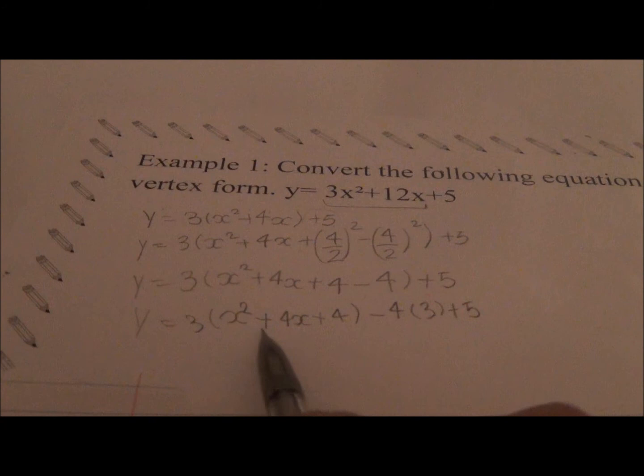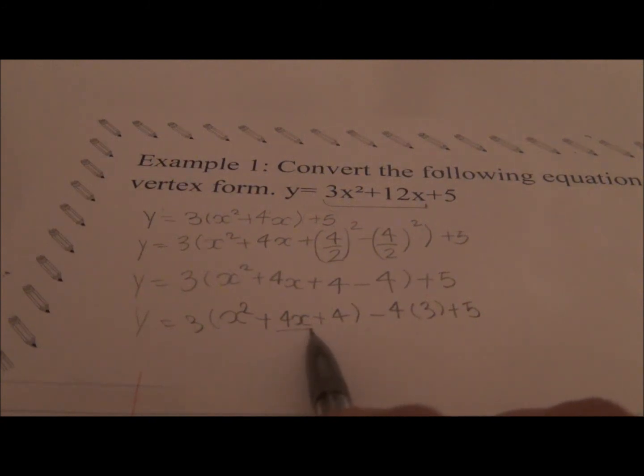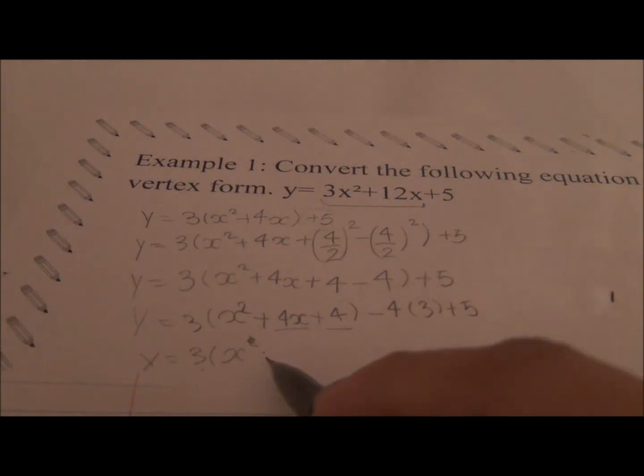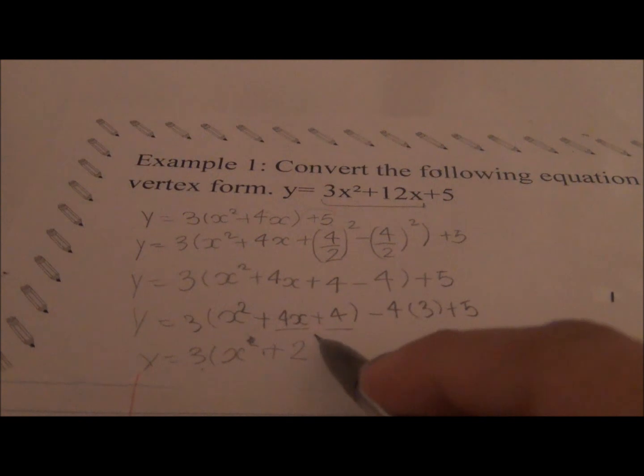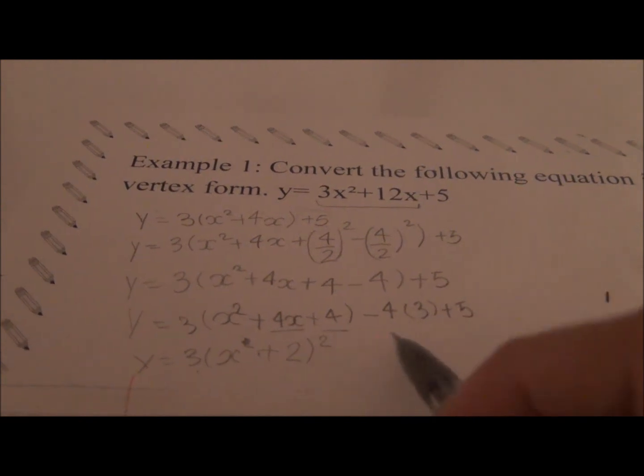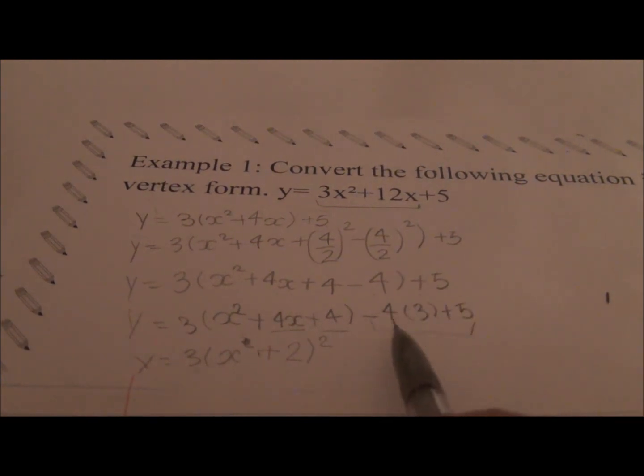Now we have to find two numbers that add to 4 and multiply to 4 for the next step. So it'll be y equals 3(x plus 2) squared, and now we have to solve this. So minus 12 plus 5, which gives you negative 7.